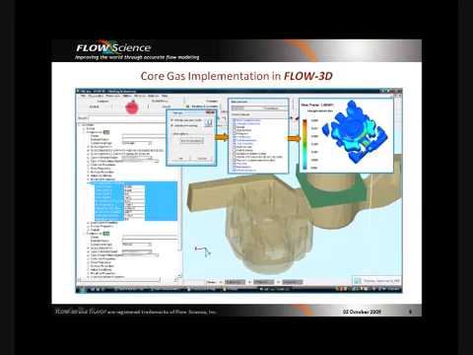So under Physics, we have a lot of physical models that could be enabled. Core gas model is one of the options. Shown here is the option that shows up when you enable the core gas model. So you can activate the model and the print venting. We have some numerical options available. Then you move on to the meshing and geometry panel, which is what you see here.